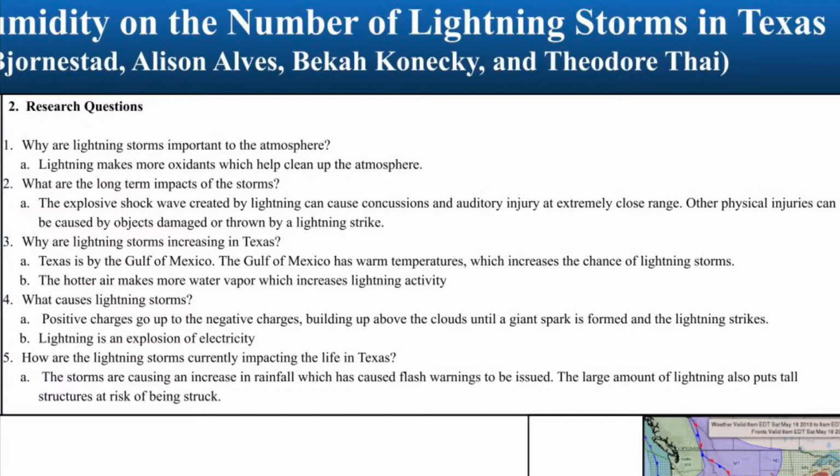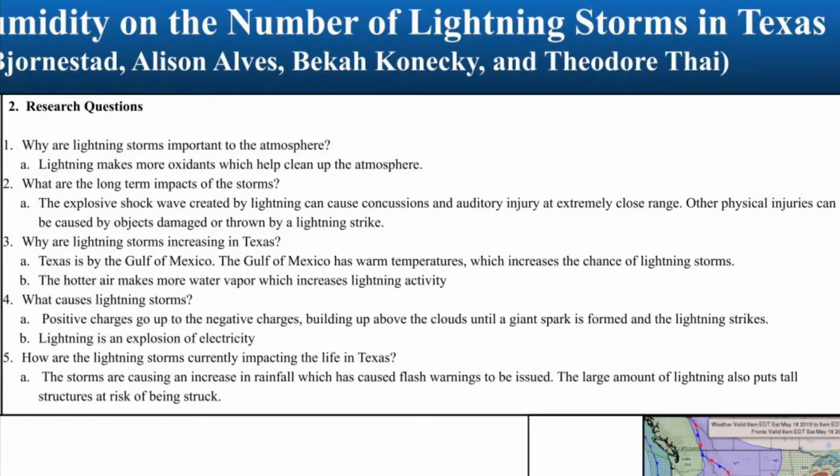Why are lightning storms increasing in Texas? Texas is by the Gulf of Mexico. The Gulf of Mexico has warm temperatures, which increases the chance of lightning storms. The hotter air makes more water vapor, which increases lightning activity. What causes lightning storms? Positive charges go up to the negative charges, building up above the clouds until a giant spark is formed and the lightning strikes. Lightning is an explosion of electricity.